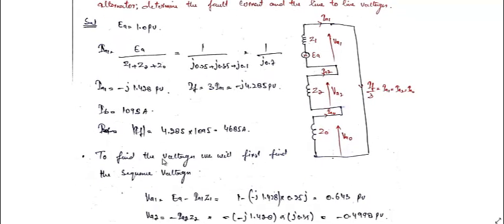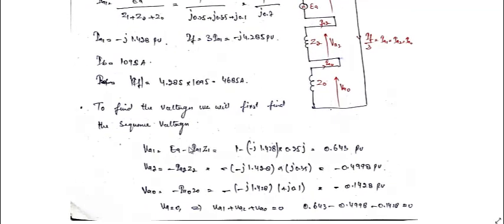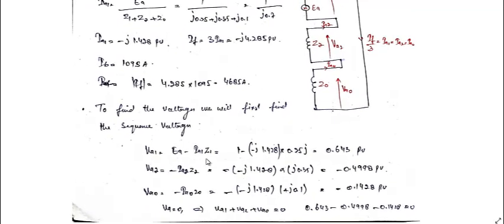So to calculate the voltages, we first calculate the sequence voltages. VA1 is equal to EA1 minus IA1 Z1. So 1 minus this, it is equal to 0.643. There is no J, there is no minus. If we write it in polar form, it will be 0.643 at an angle of 0. Similarly, VA2 will be equal to minus IA2 Z2, that is minus 0.449, which is 0.449 at an angle of 180 degrees or minus 180 degrees.